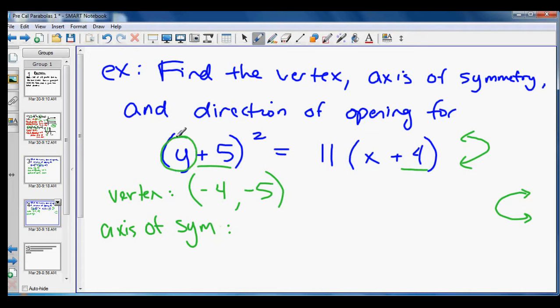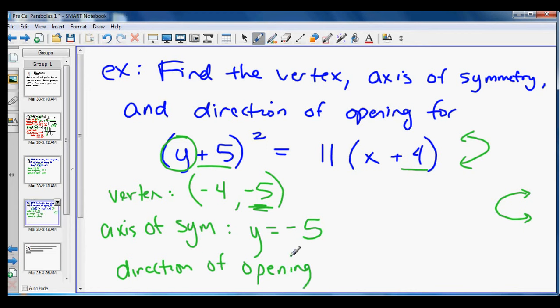And direction of opening. We know it has to be to the left or to the right, so you do have to commit to memory that when it is y being squared, we're either open left or right. When it is x being squared, we're either open up or down. We look at the coefficient in front of the part that is not being squared. This time it's positive, so that tells us the direction of opening is to the right.